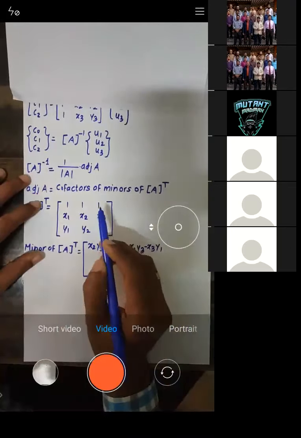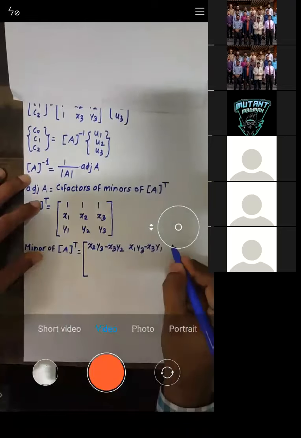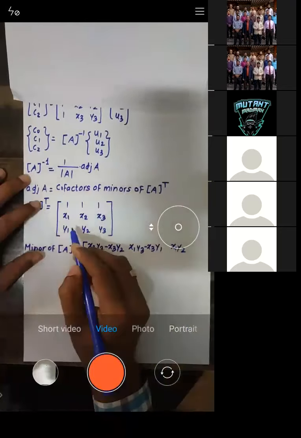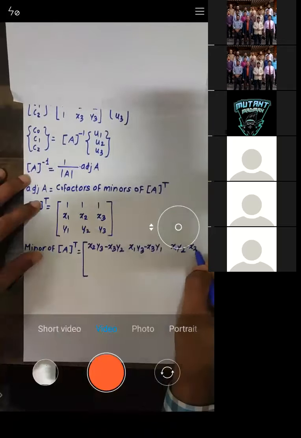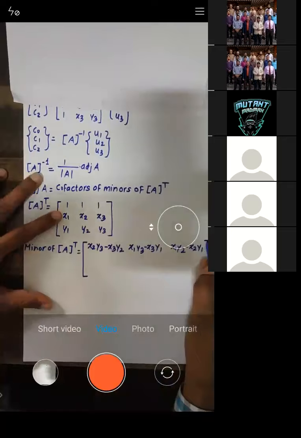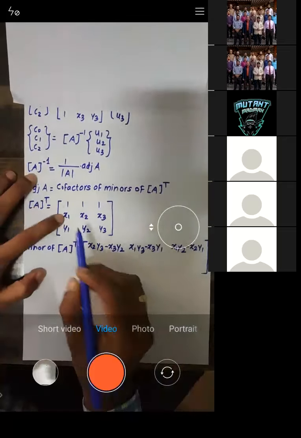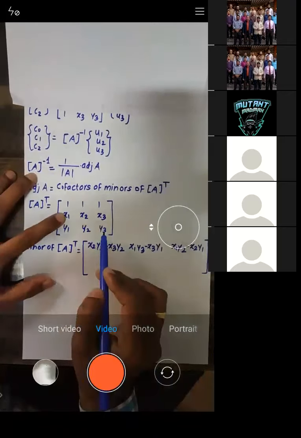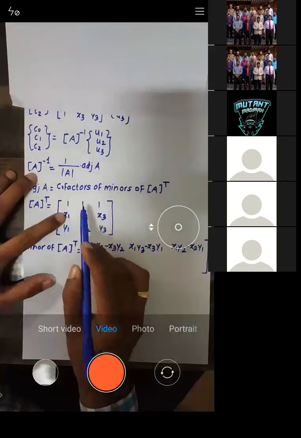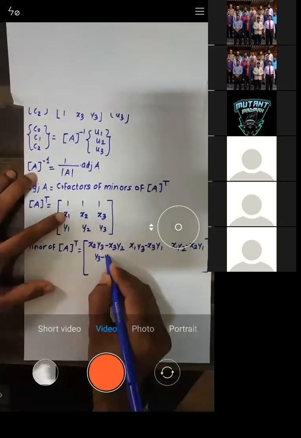Next, for this one, this row, this column gets cancelled. X1 y2 minus x2 y1. Now let us go for this one. For this element, this row and this column gets cancelled. What is remaining? You can check this. Y3 minus y2. This is y3 minus y2.